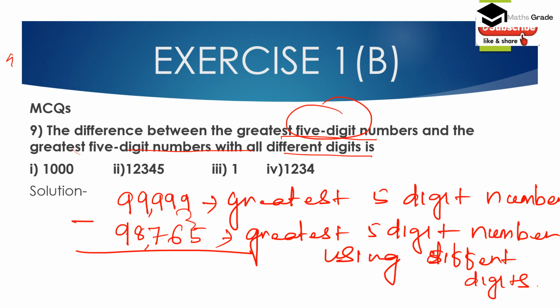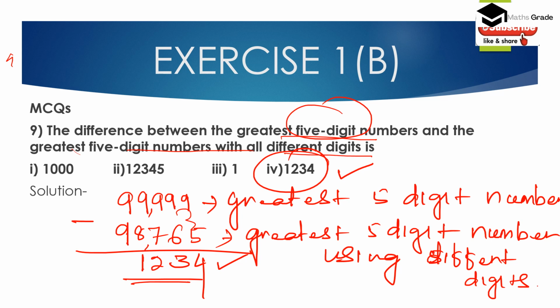Now the difference: we have to subtract 99,999 and 98,765. 9 minus 5 is 4, 9 minus 6 is 3, 9 minus 7 is 2, and 9 minus 8 is 1. Now the number is 1234. So option 4 is the correct option.